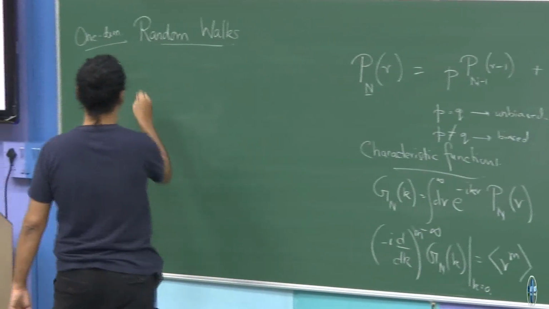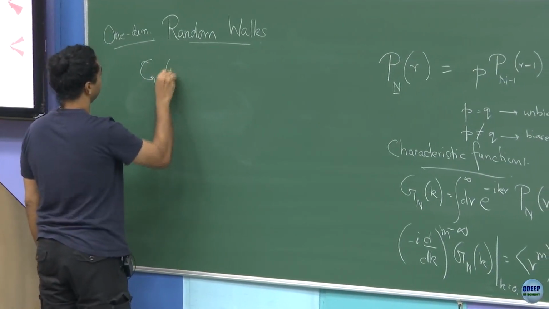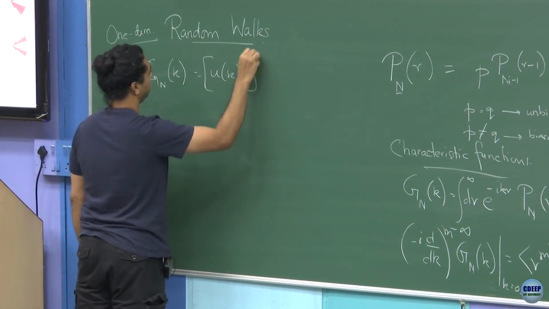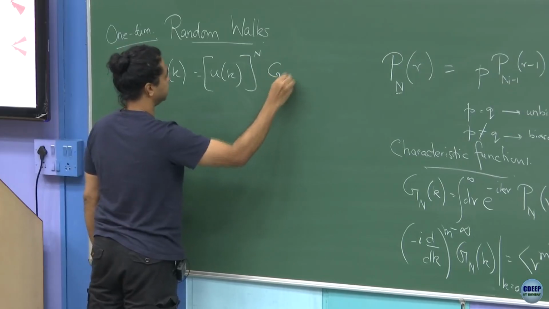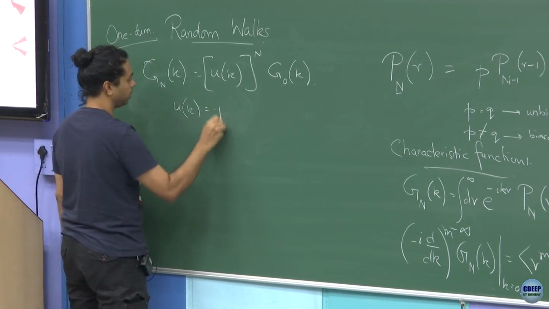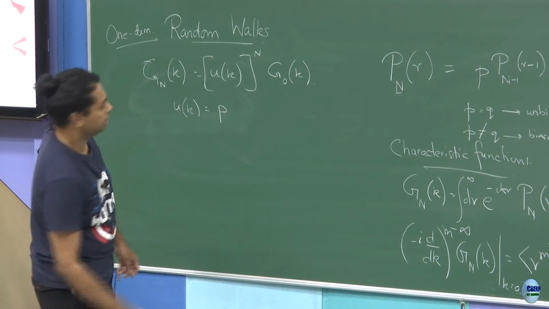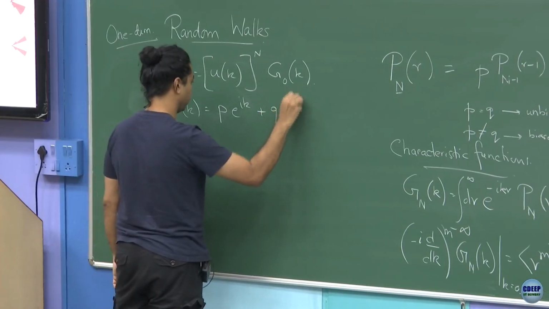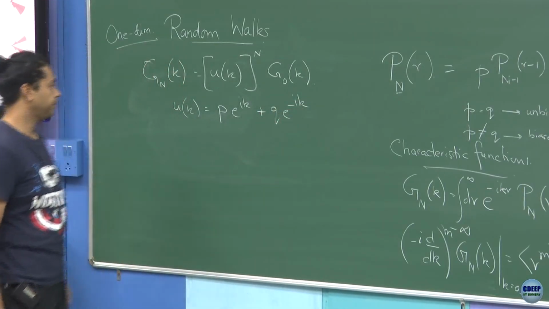Alright, so I have this. G_n of k is u(k) to the power of n times G_0 of k, with u of k given by p e to the power of ik plus q e to the power of minus ik. Okay.